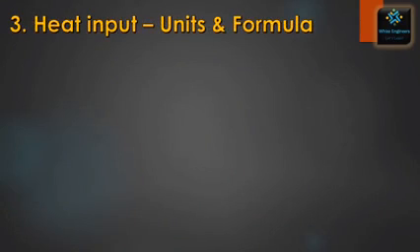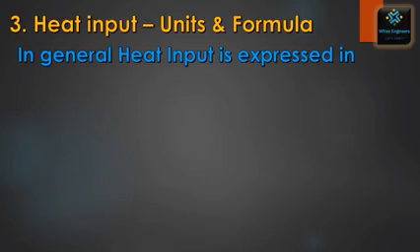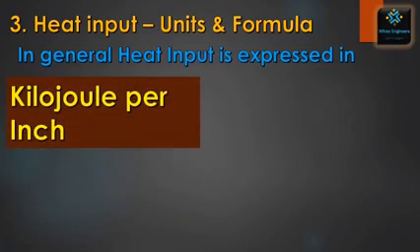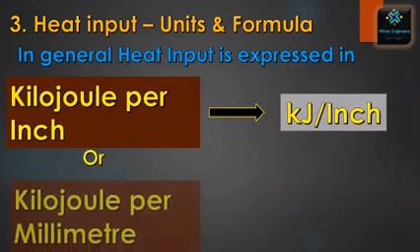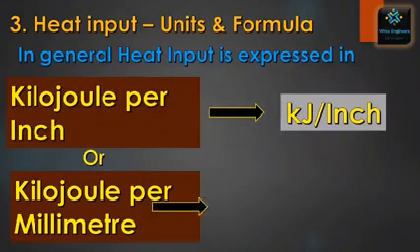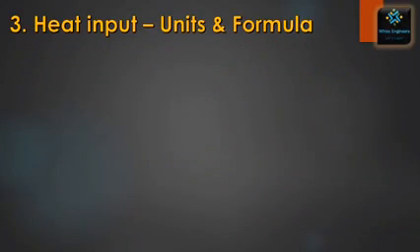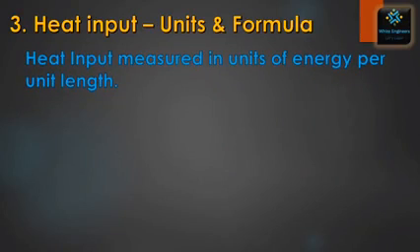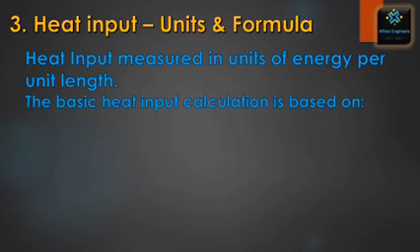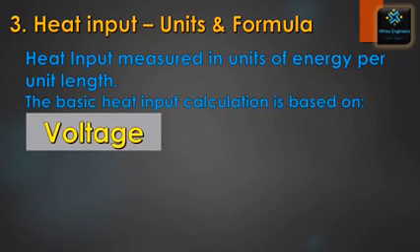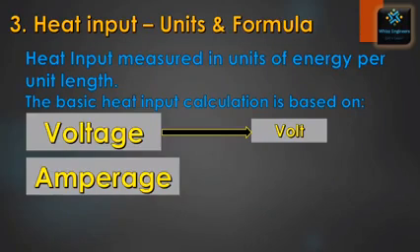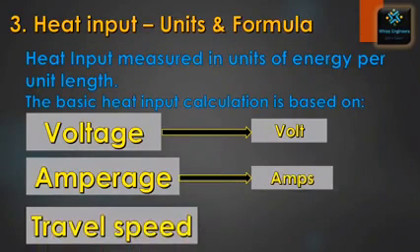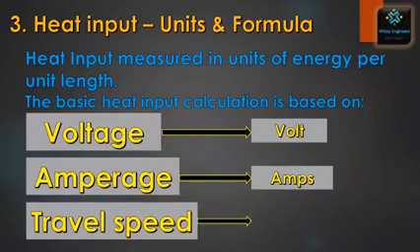So now we will see heat input units and formula. In general, heat input is expressed in kilojoule per inch or kilojoule per mm. Heat input is measured in units of energy per unit length. The basic heat input calculation is based on voltage, amperage, and travel speed.